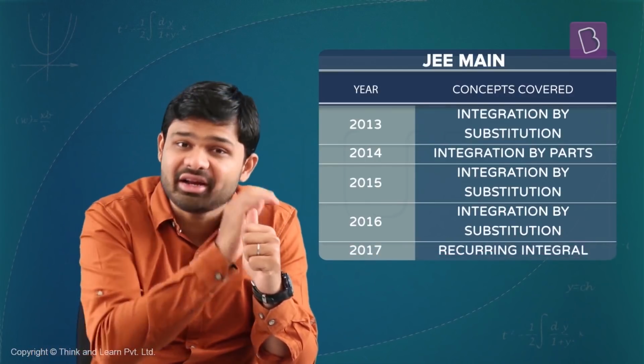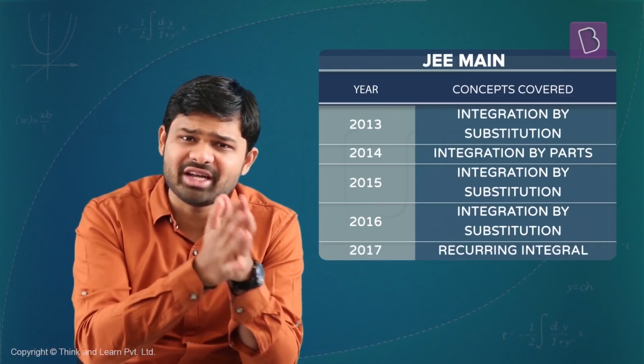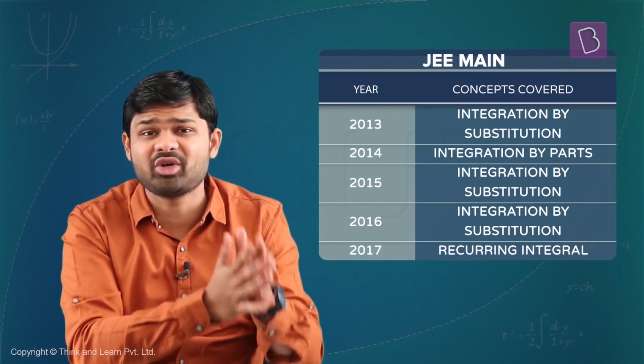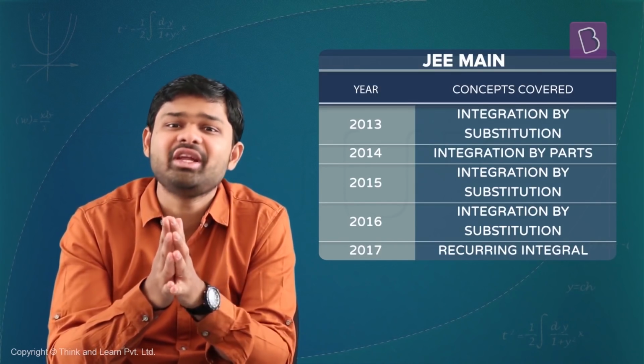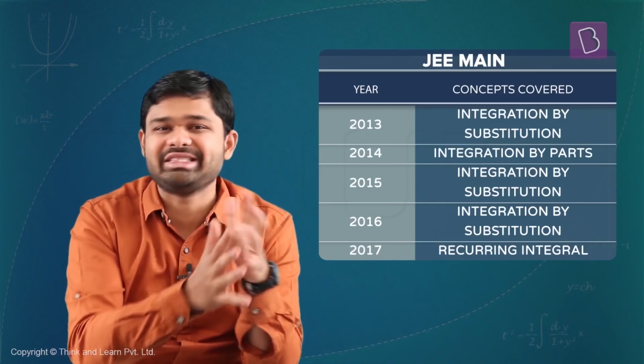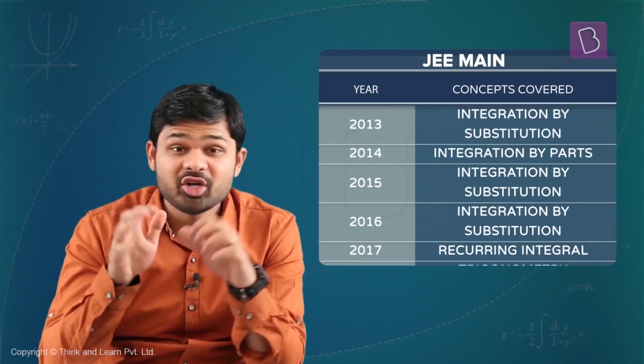In 2017 we had a recurring type of integral. They had given I1 as something, I2 as something, and you had to find out I4, I6. So a general expression for I was given, and you had to find out I4, I6, and then do some things with those. So that was a recurring type of integration.